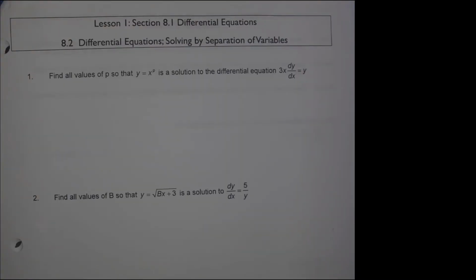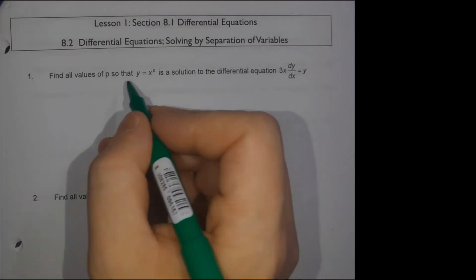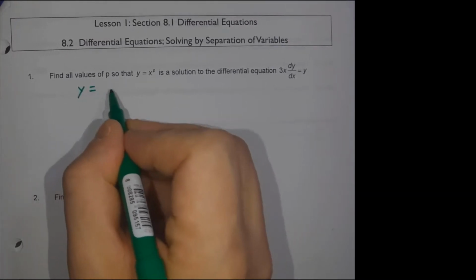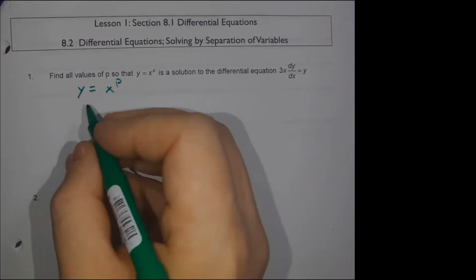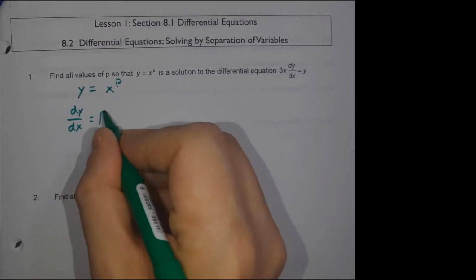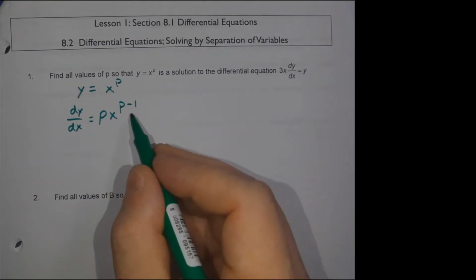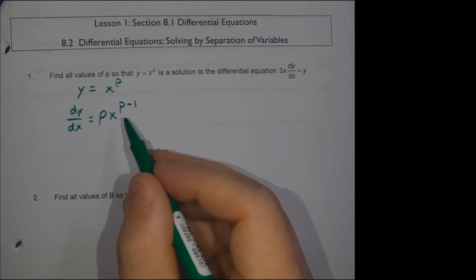Okay, so this problem is asking us to find all values of p so that y equals x to the power of p is a solution to the differential equation 3x dy dx equals y. Notice that we have y equals x to the p, and this means, of course, that dy dx equals p x to the power of p minus 1 by the power rule for derivatives.